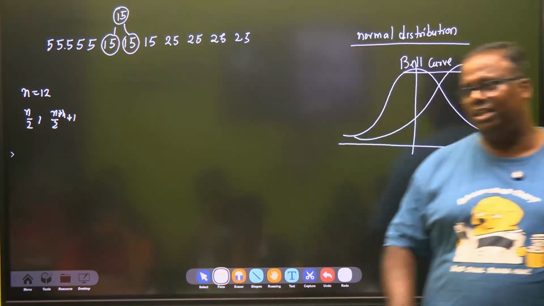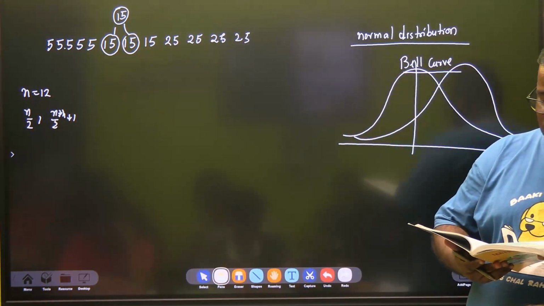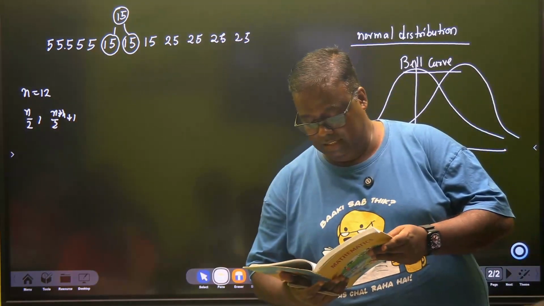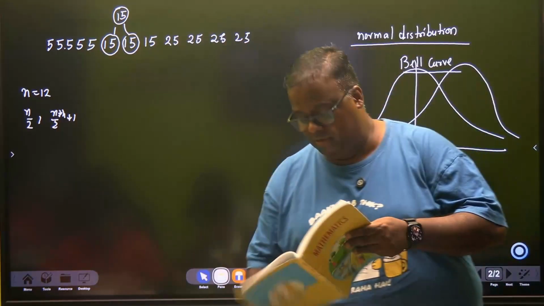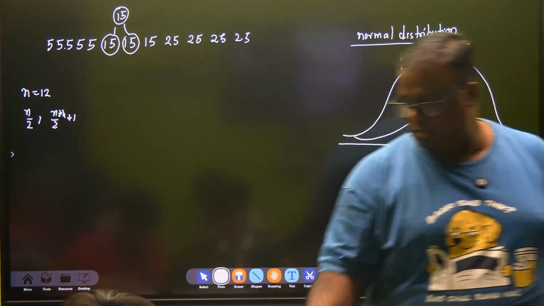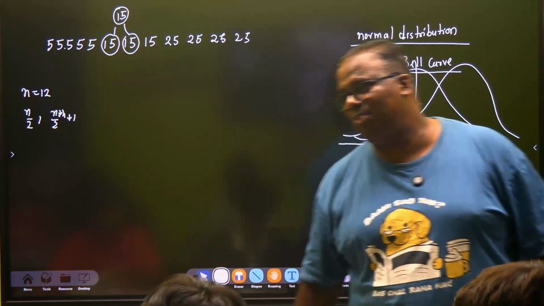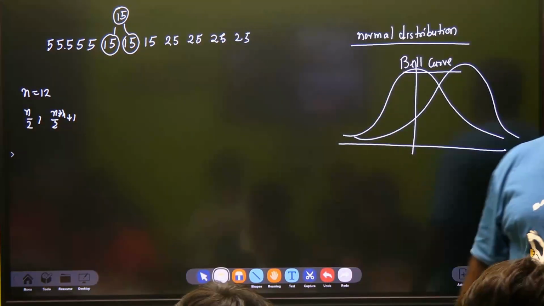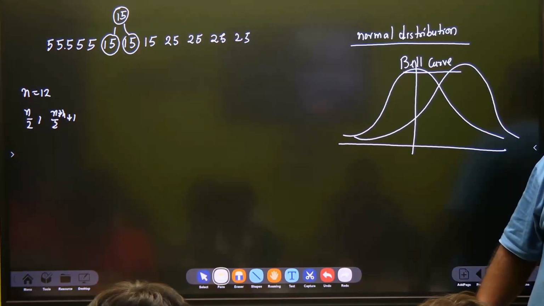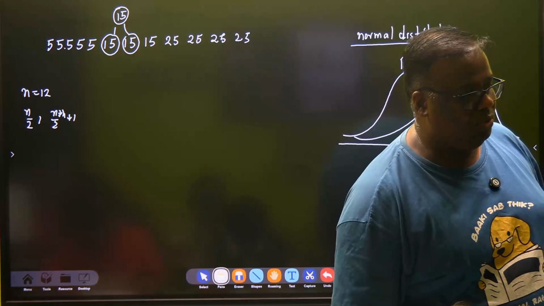Shall we try one problem, if you have your textbooks? We are doing a worked example. Go down to page number 195 and take example 8. Just try to do this. This is the example, 195 example 8. Try to do it, and don't look at the worked solution, okay, children?